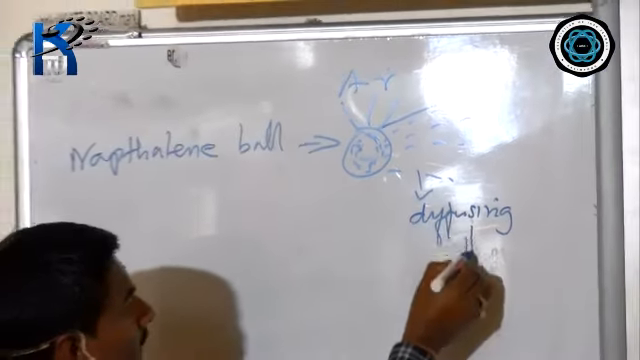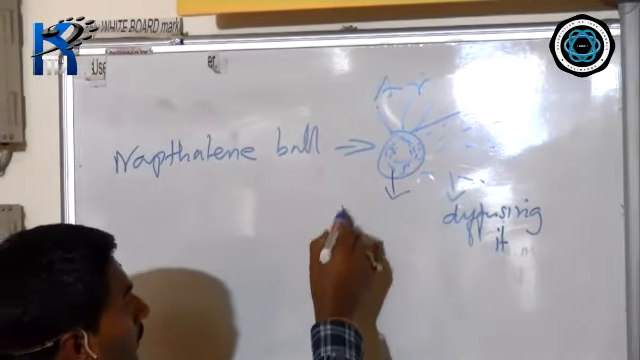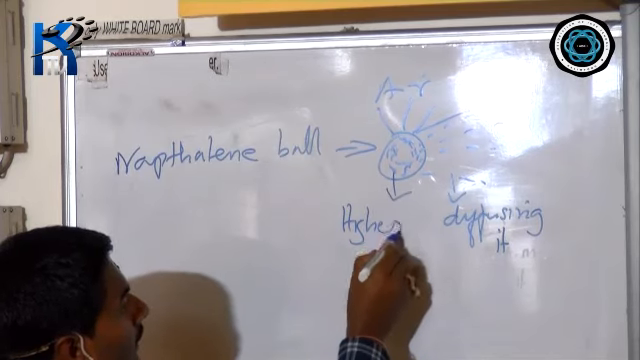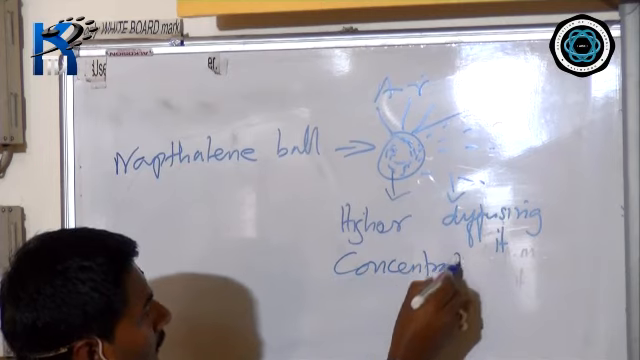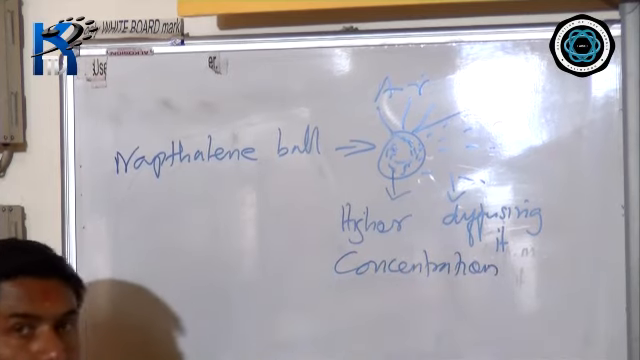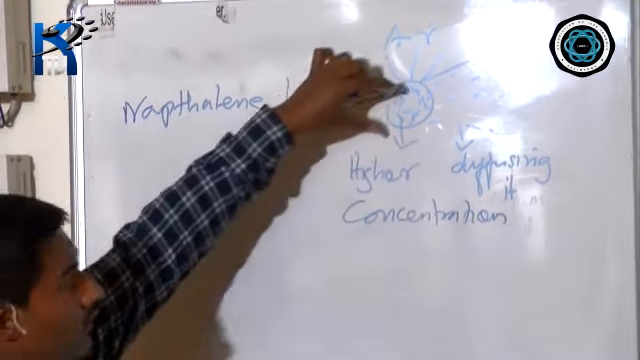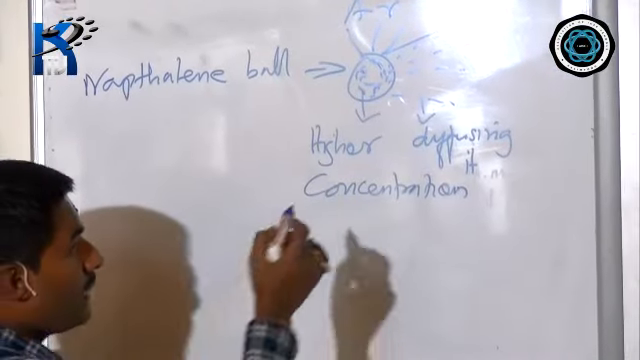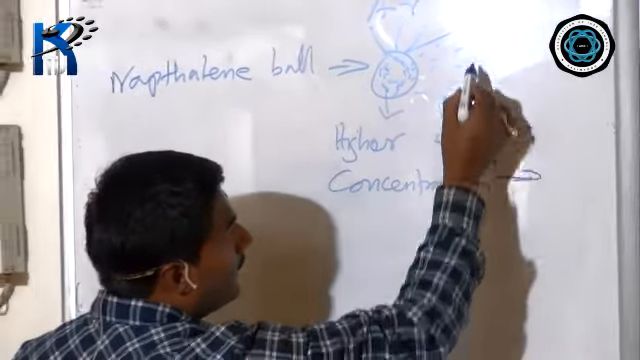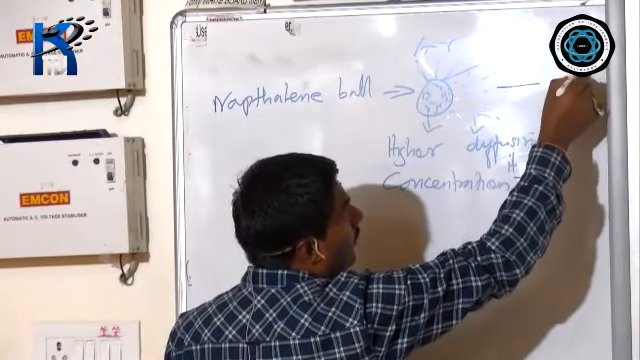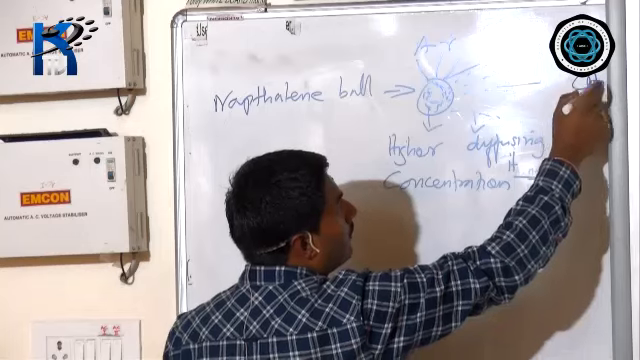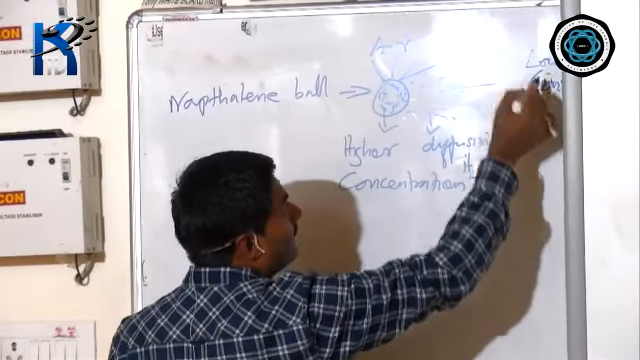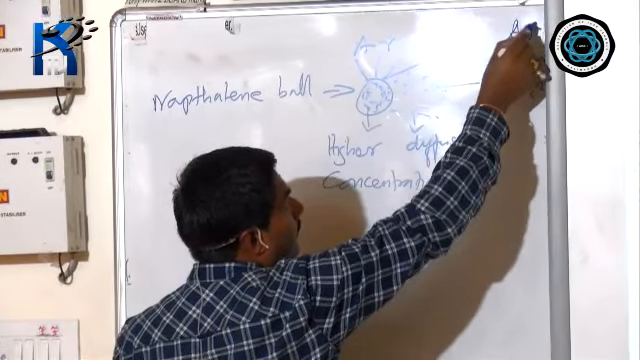Okay, diffusing it. Here, what do you have? You have the molecules of higher concentration. The molecules are packed, compact. Now, what will happen? They are moving to the region of lower concentration. Here you see the lower concentration. This area is the air out here.